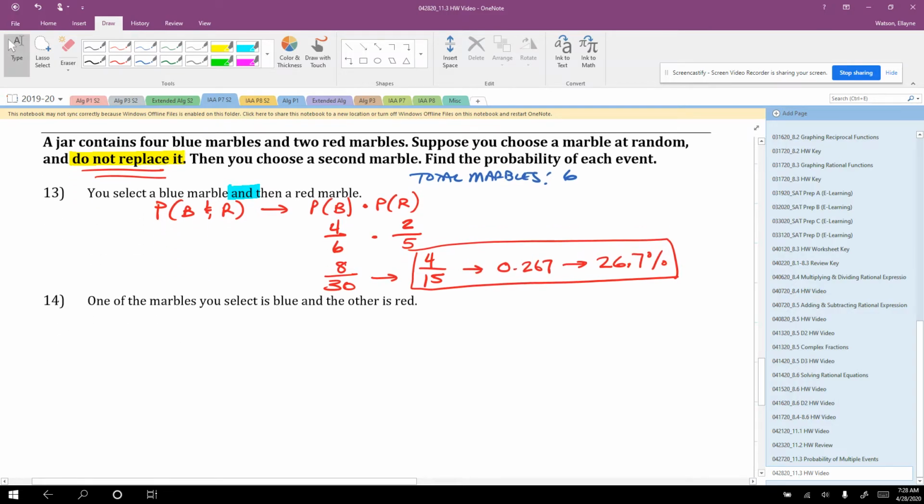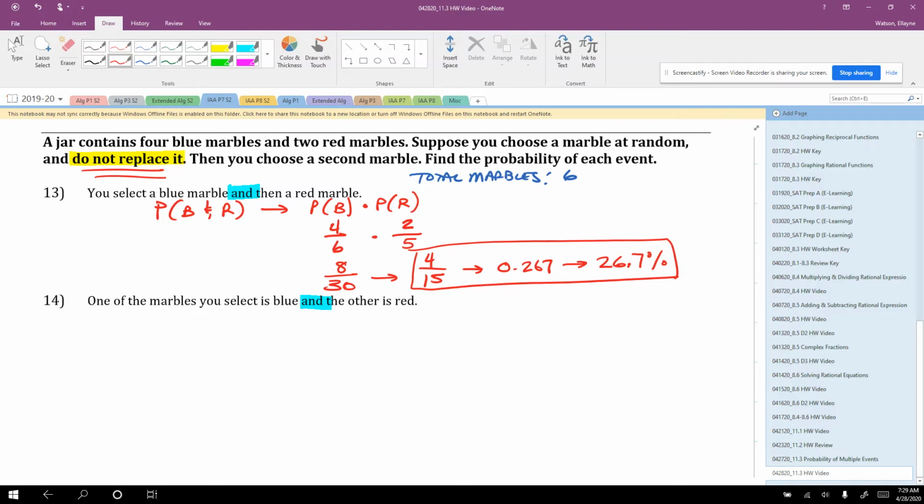It says, what is the probability one of the marbles you select is blue and the other is red. Now, this is an and statement as well, but it doesn't tell you the order, right? It doesn't say the first one said blue and then red. This doesn't say blue and then red, right? Or it doesn't say red and then blue. So you have to consider both scenarios, right?